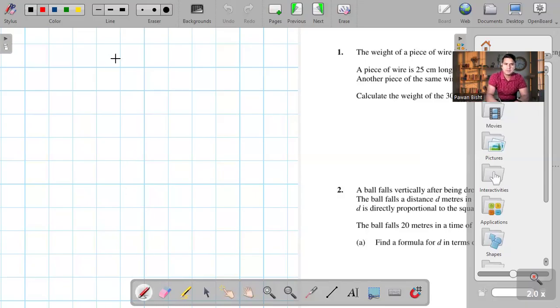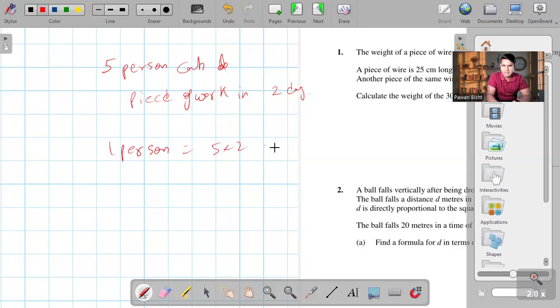If 5 people can do a piece of work in 2 days, right? So 5 people can do a piece of work in 2 days. So one person will take how many days? 5 times 2, 10 days.